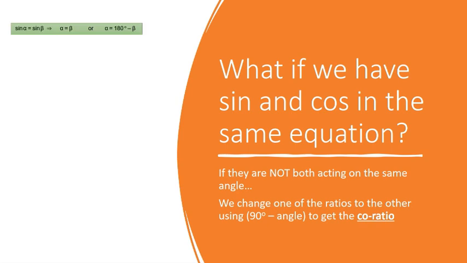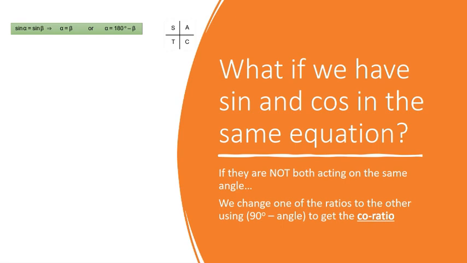Just before we do that, remember that if we end up with sine of alpha equals sine of beta, then there are two possibilities. Either alpha is beta or alpha is the supplement of beta. And that makes sense looking at the CAST diagram, because remember that sine of 180 minus beta is exactly the same as sine of beta.